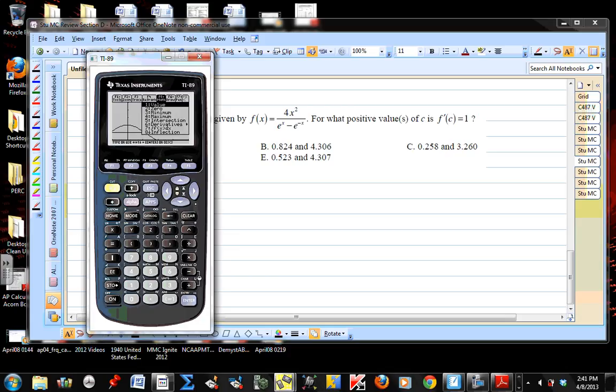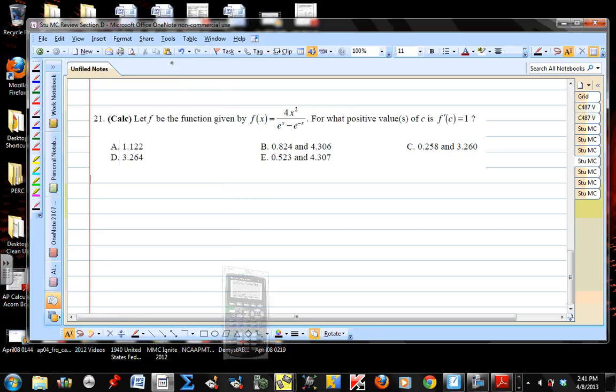Go F5, intersect, enter, enter. Remember, lower bound doesn't mean vertical, it means lower x value. Upper bound doesn't mean vertically upper bound, it means upper x value. With x is about 1.122. About 1.122 is option A.